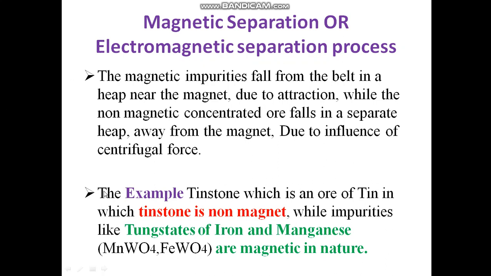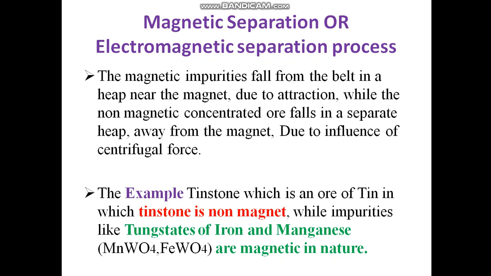As I have told you before, the example is tin stone, which is an ore of tin, in which tin stone is non-magnetic, while the impurities like tungstates of iron and manganese are magnetic in nature. Here the formula for manganese tungstate is MnWO4, whereas for iron it is FeWO4. These two are magnetic in nature, whereas the tin stone is non-magnetic, and they are separated using the magnetic separation process.